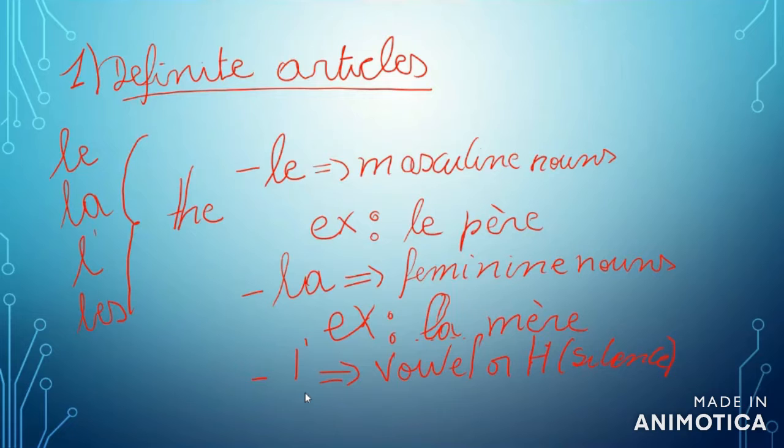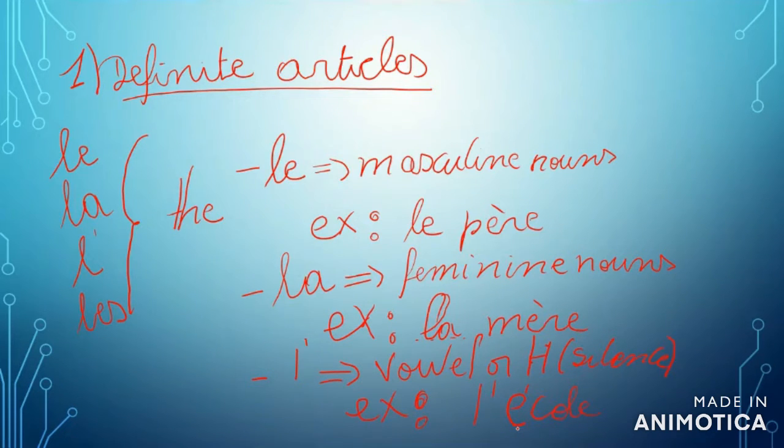For example, let's use a vocabulary word that begins with a vowel. Let's say school. School in French is école. All right, école. So now, if I want to say the school, because école starts with a vowel, which is E, to say the school, I have to place l'apostrophe in front of école.